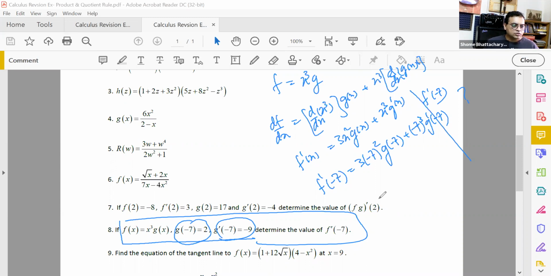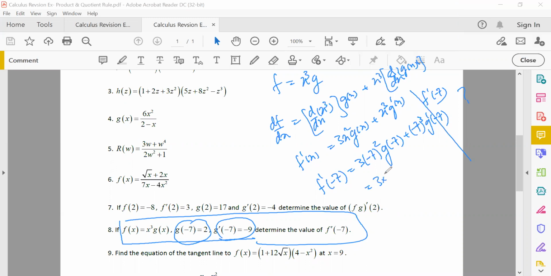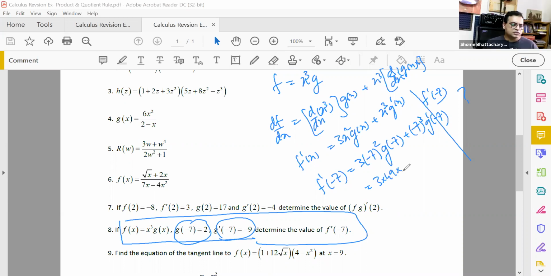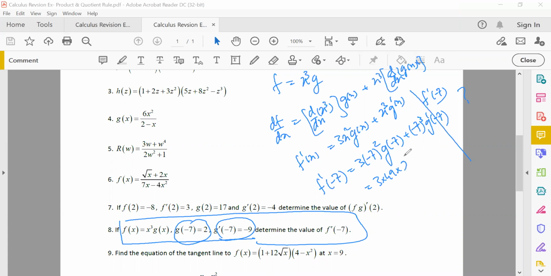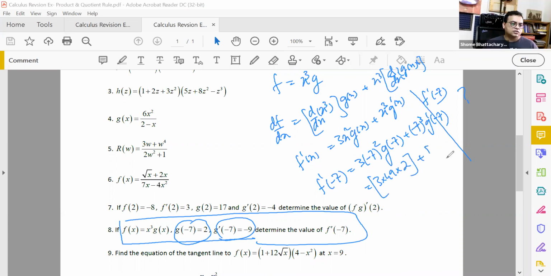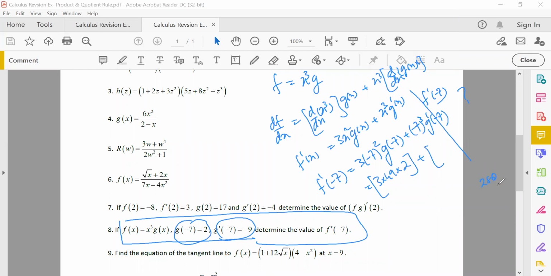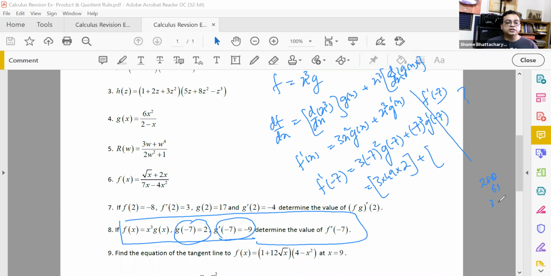So this is becoming 3 into 49 into g of -7, which is 2. Plus this will become 49 into 7, so that's how much now? 343. 280 plus 63 now. So that is 343. Okay, so this is minus 343 because it's -7 cube into g prime of -7, and g prime of -7 is -9. So this becomes the value of f prime of -7. So it's just a lot of manipulation in the question, nothing else. Yes, sir. Understood.